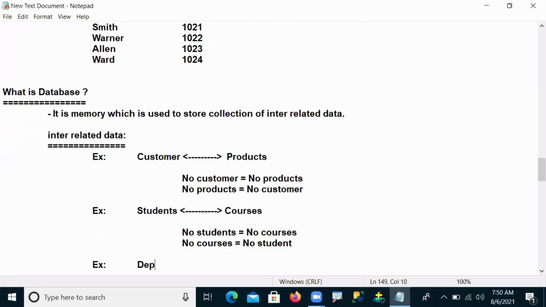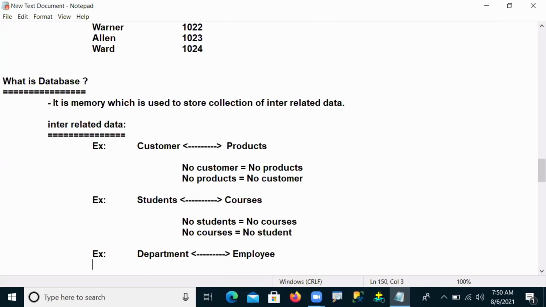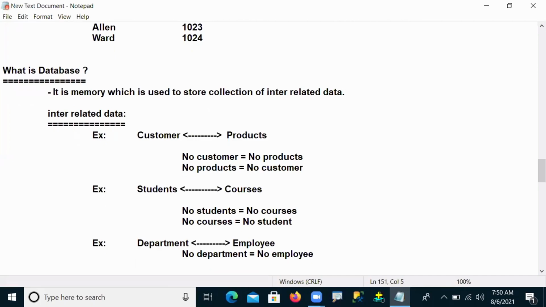Like we said, your department is going to be interrelated with your employee. For example, simply we can say if there is no department, then definitely there is no employee, because your department is nothing but a group of employees, right? In the same pattern, if there is no employee, there is no department. So any example of this kind comes under your interrelated information. And these informations we are going to be storing under databases, guys, right?